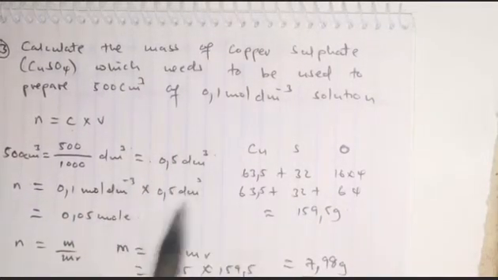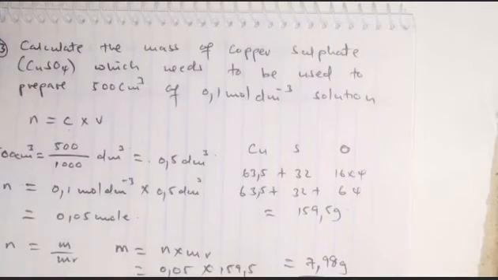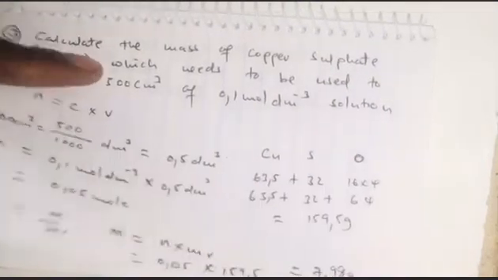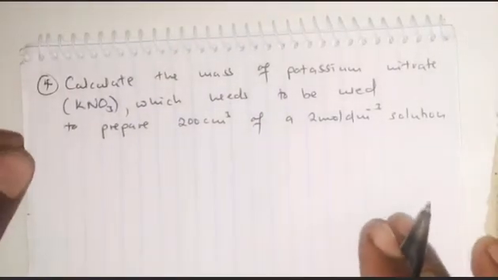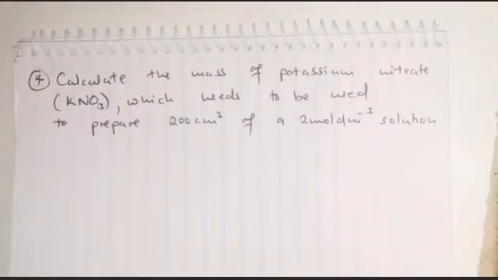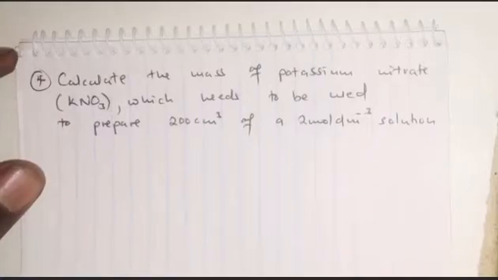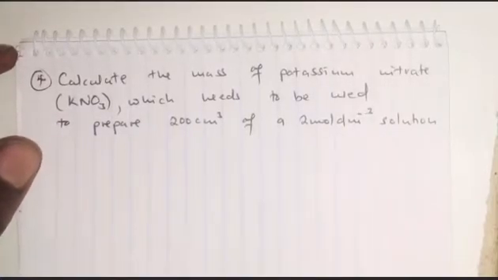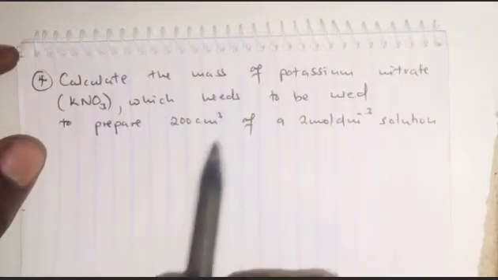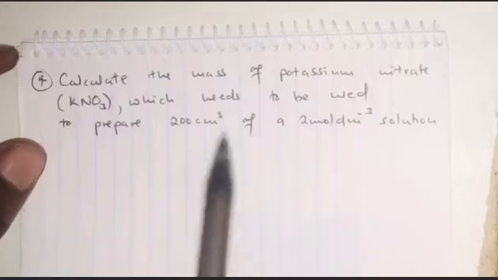We are just using those formulas that we've been using in the previous lectures. Then of course we move on to number 4. It says calculate the mass of potassium nitrate which needs to be used to prepare 200 cubic centimeters of a 2 mole per dm cubed solution. So again, I can identify the volume, I can identify the concentration.